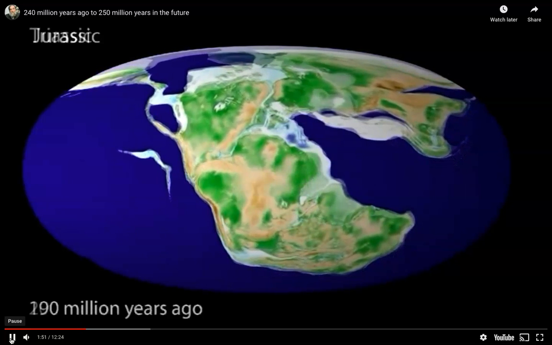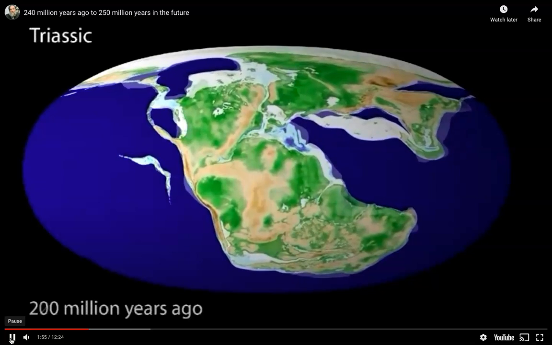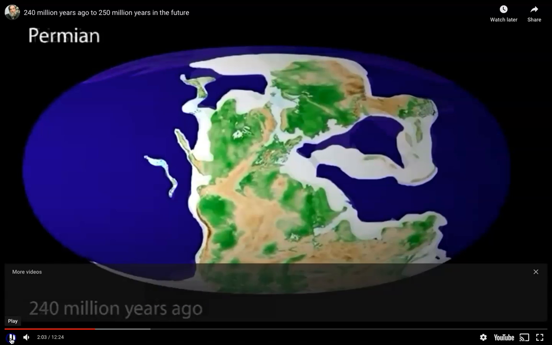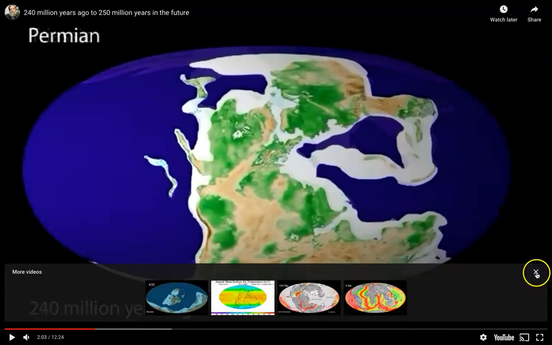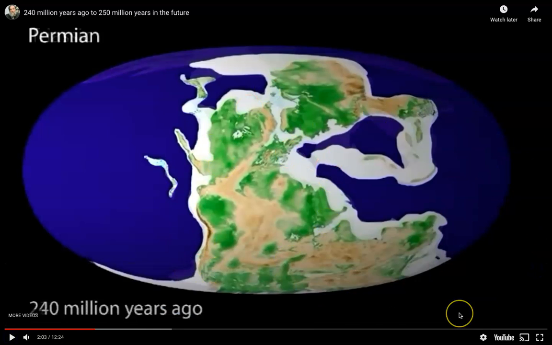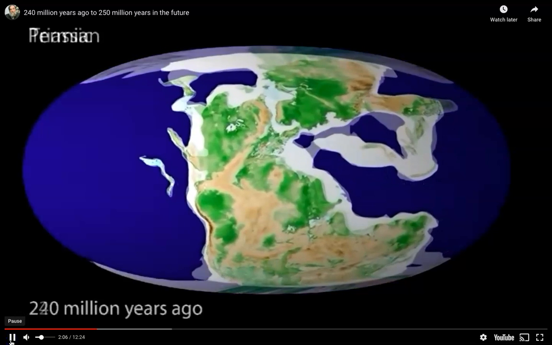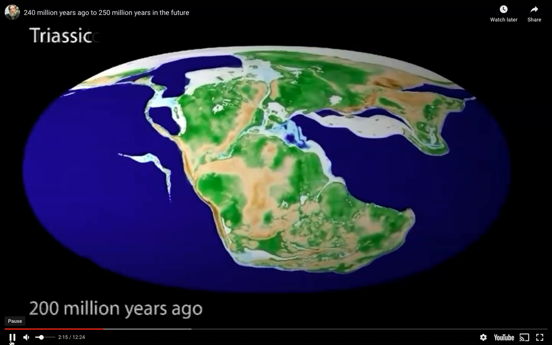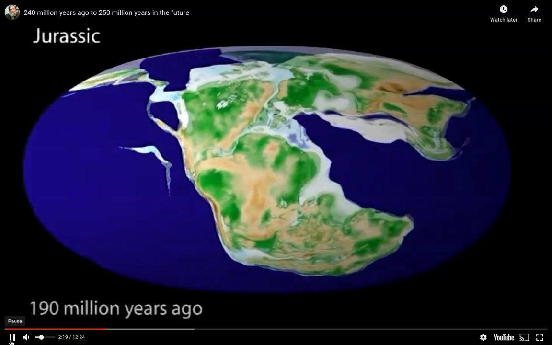And we're almost to Pangaea. So this right here is Pangaea. This is when all the continents were together on one side of the earth. Now this video is going to take us into the future and show how those continents moved and where they will be in the future. So we're going into the future, or we're moving towards the present now.